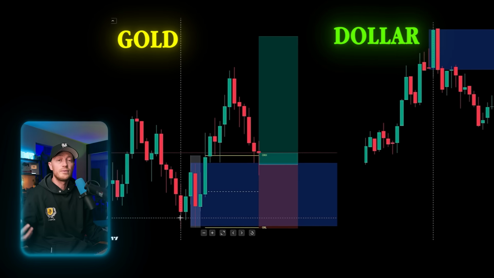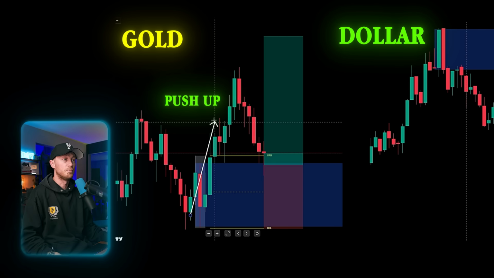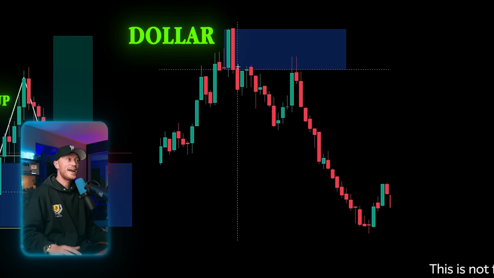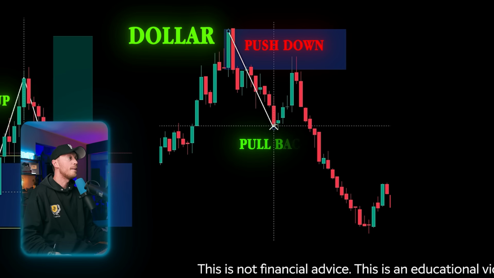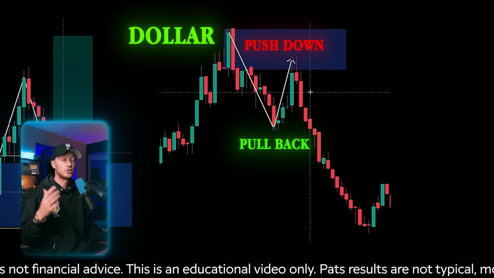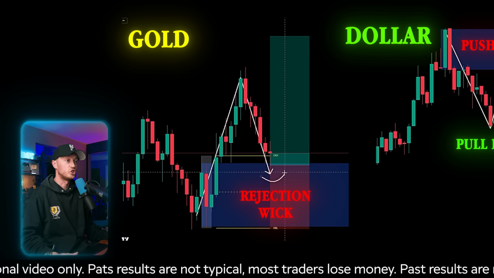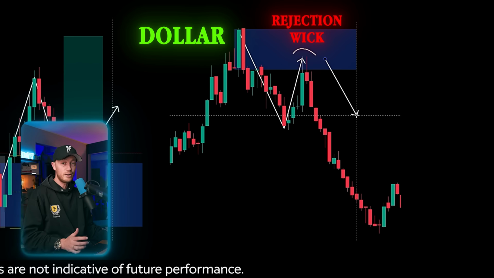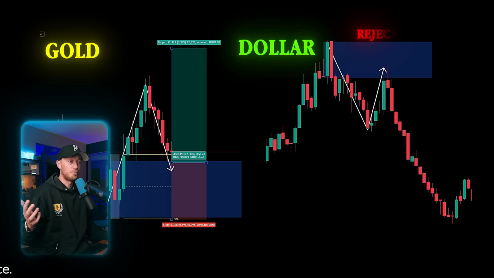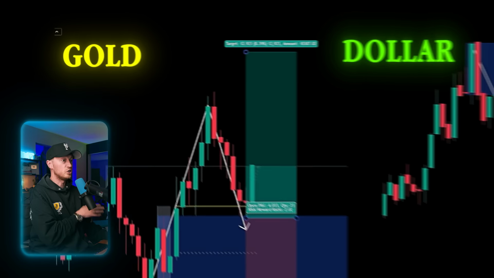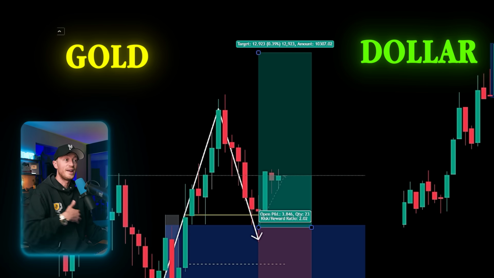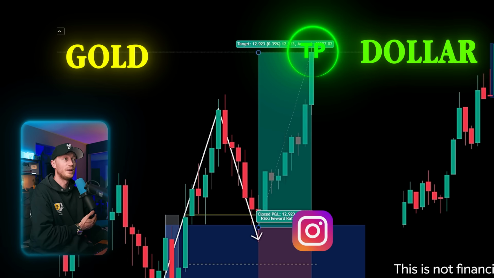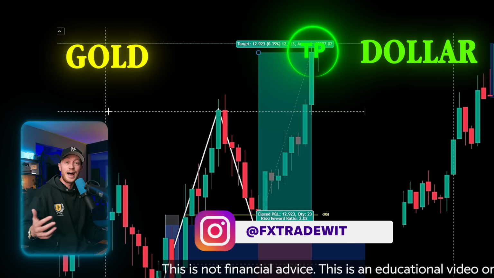Let's go into a live trade of mine right here. You can see price pushed up and then pulled back to a level of support on gold. At the exact same time, price pushed down and pulled back to a level of resistance on the US dollar. On gold, we had rejection wicks to the upside, and on the dollar, we had rejection wicks to the downside. So the expectation is simple. We want to buy on gold because the US dollar is showing weakness and gold is showing strength. And as that happens, the price of gold shoots up and smashes my take profit in a live VIP gold trade.